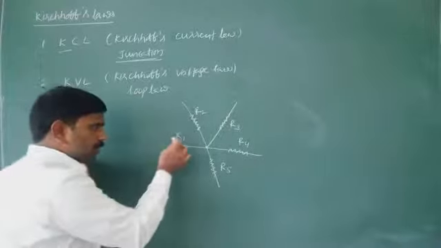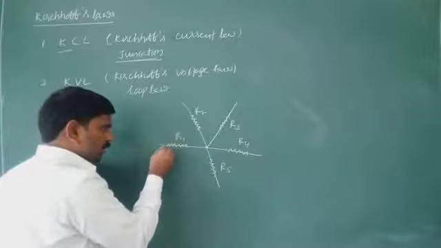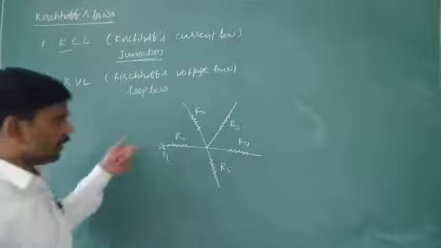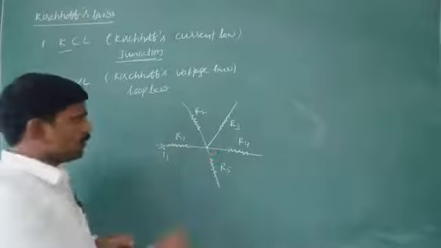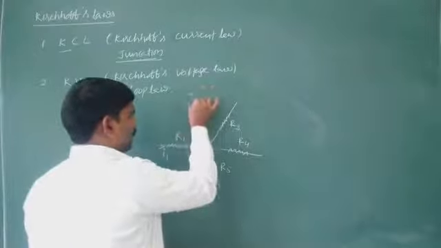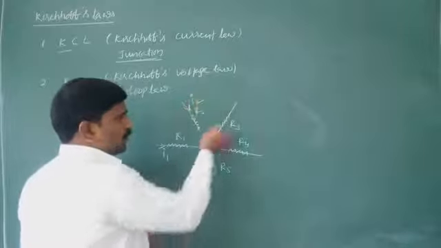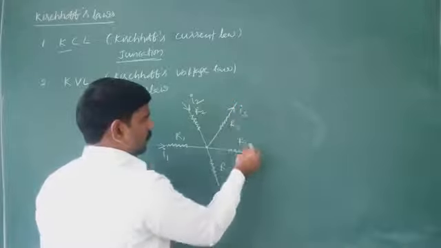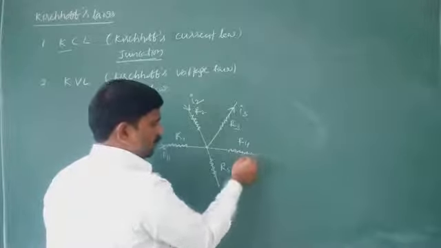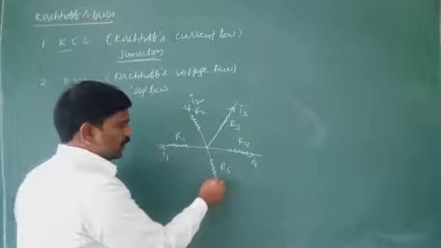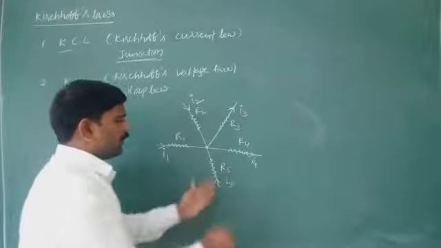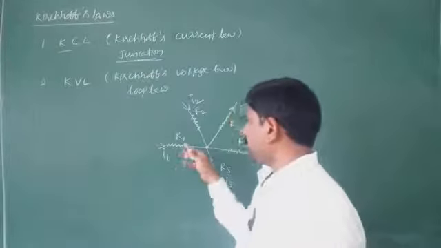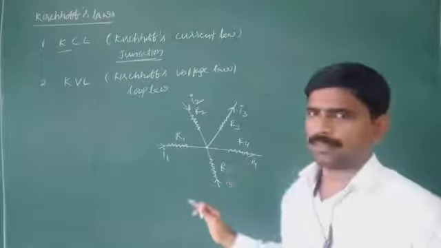I1 is the current passing through the R1 resistor, which enters the junction, and the current passing through the second one is I2. The current that moves away from the junction is I3. Here this one, the current moving away from the junction is I4. Here I5 enters the junction. These are the currents passing through those resistors.